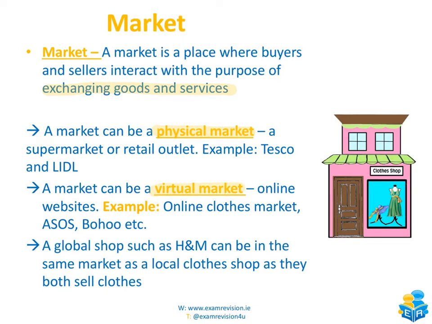So for example, the online clothes market, shops such as ASOS and Boohoo would be examples of markets that are in the online clothes market. And it's important to note as well that you could have two shops which are quite different, such as H&M and a local clothes shop, but they're both in the same market because they both sell clothes. So they would both be in the clothes market. And there's no difference between either of them being in the same market because they both sell the same thing.